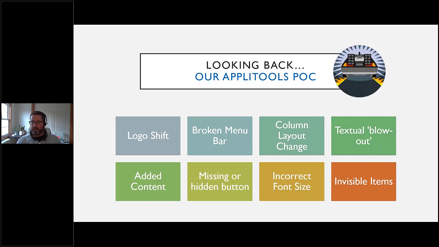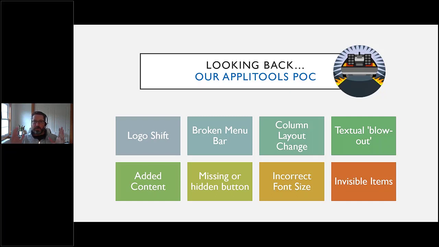Menu bars. Menu bars can break all the time. Maybe text blows outside of the menu bar. Maybe when you open up a menu, it's not going to show up just right. Or maybe the background doesn't show up when you open it. There's so many different things that can go visually wrong with a menu. Column changes. That's where maybe we had columns defined in a certain way and something changed unexpectedly to break that.